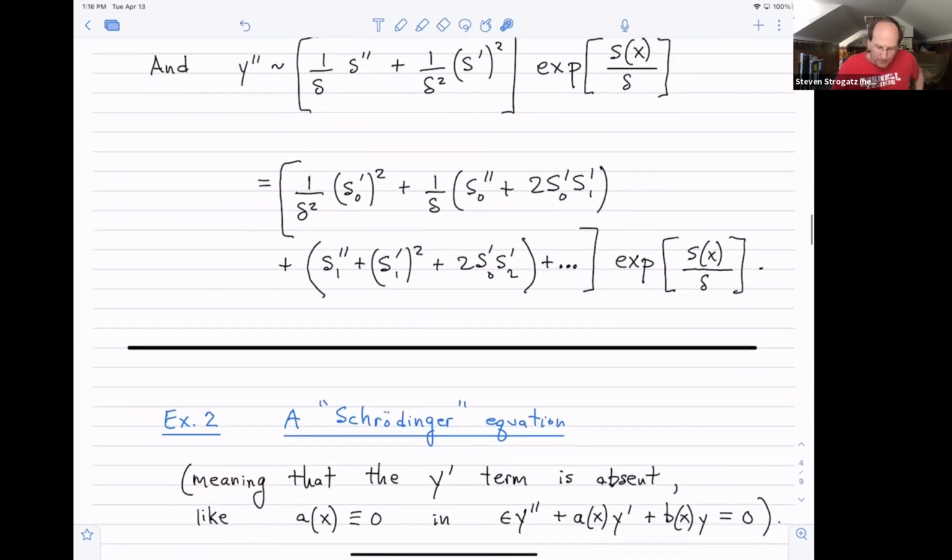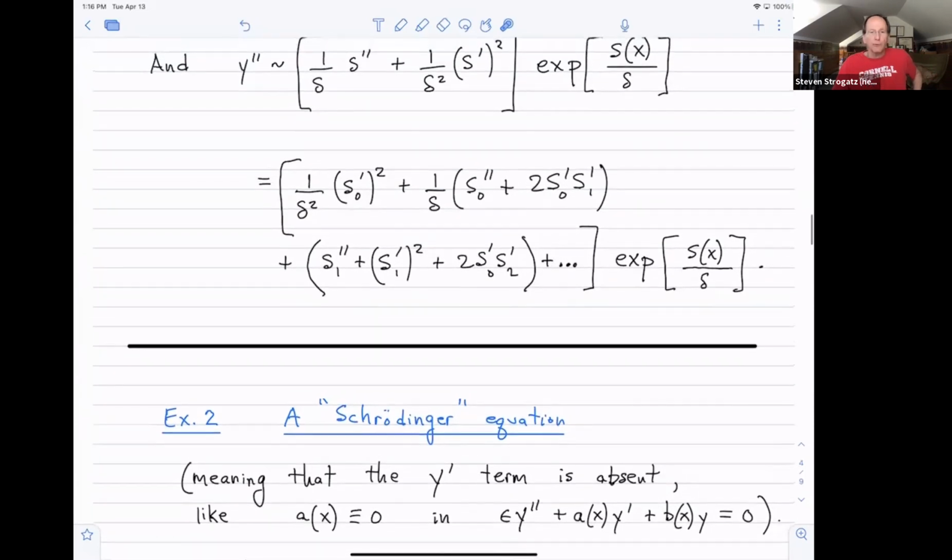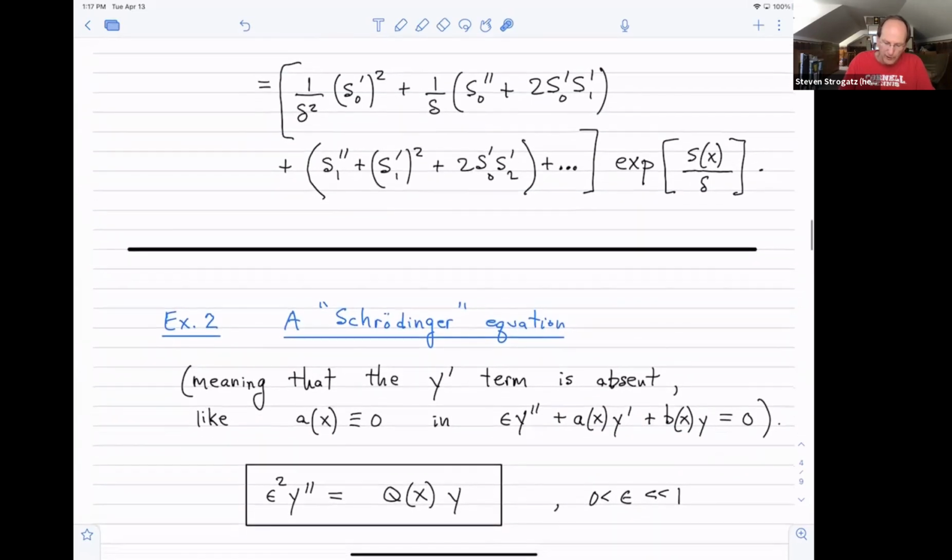Okay, so let me give you an example. A Schrodinger equation. Bender and Orszag use the term Schrodinger equation very liberally, not necessarily to mean the Schrodinger equation of quantum mechanics, but basically any second order linear ODE that looks like this. We've talked about this class of problems before. Epsilon y double prime plus a function of x times y prime plus another function of x times y equals 0. If this middle term is missing, if that a is identically 0, that's what they call a Schrodinger equation. It looks like this.